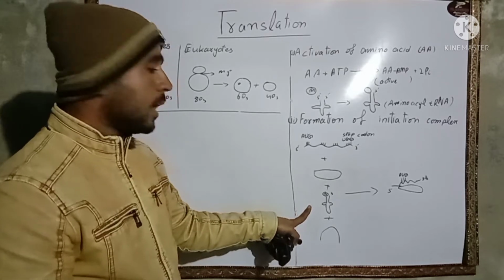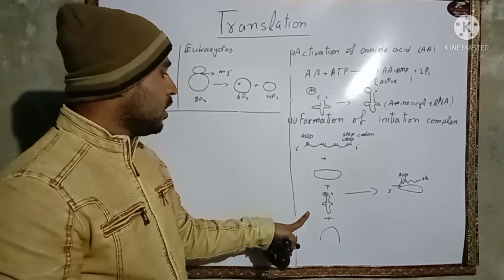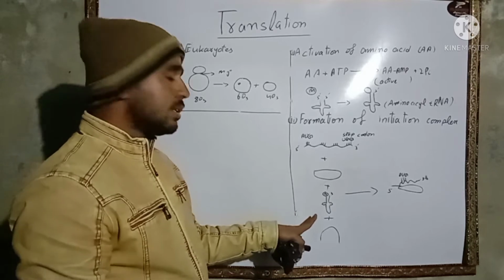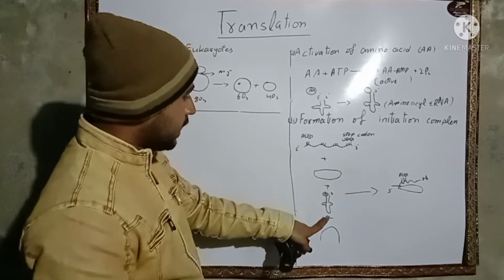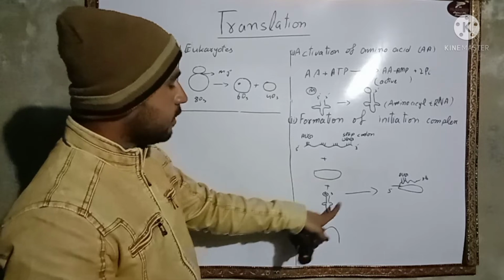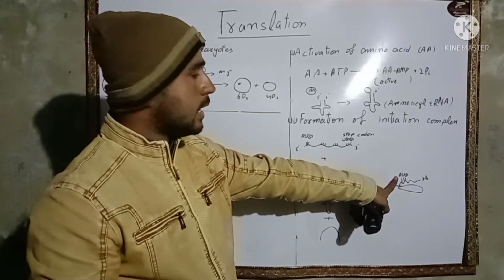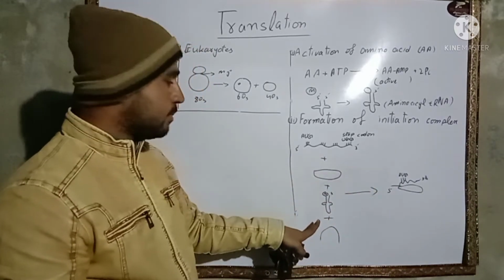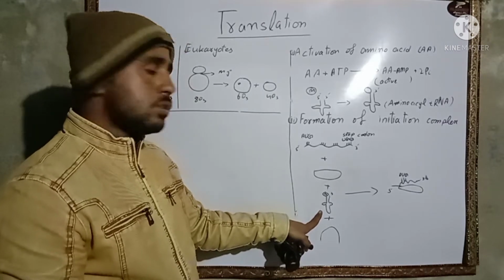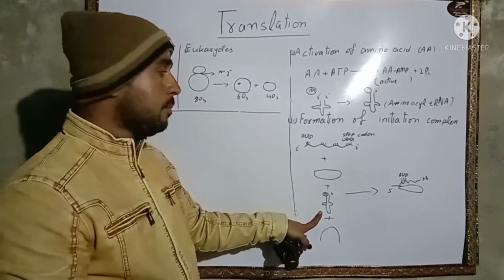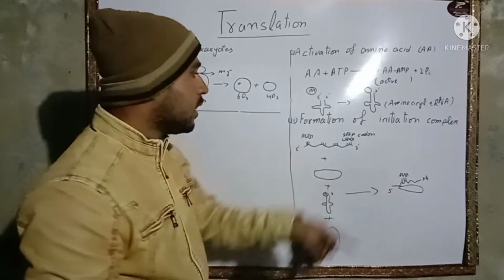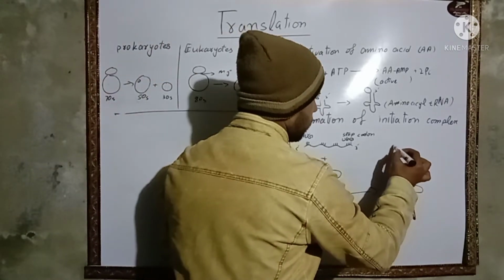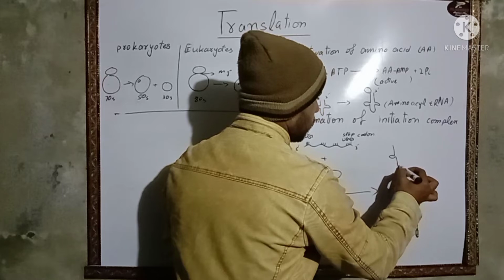After the combination of these two constituents, the third constituent will combine with them, that is aminoacyl transfer RNA. Aminoacyl transfer RNA also contains a sequence of nucleotides or bases here. It will attach to the first codon, and the sequence of nitrogenous bases present on the aminoacyl transfer RNA will be complementary to this sequence. Like this.